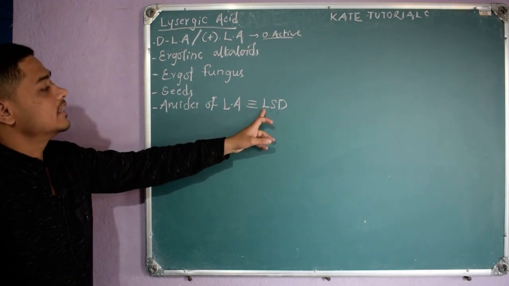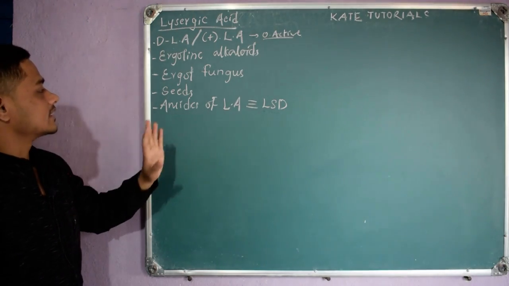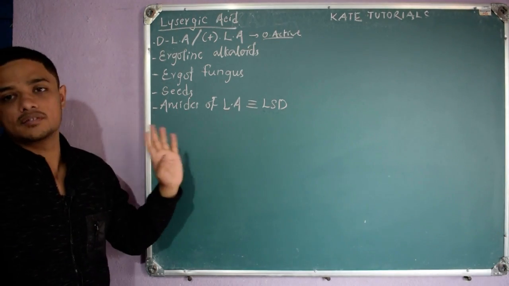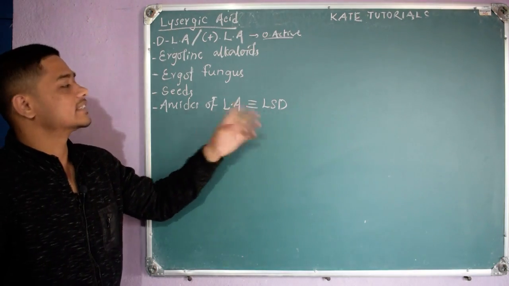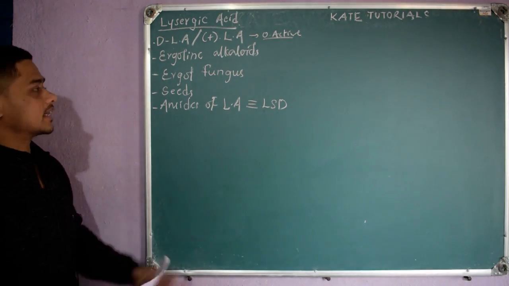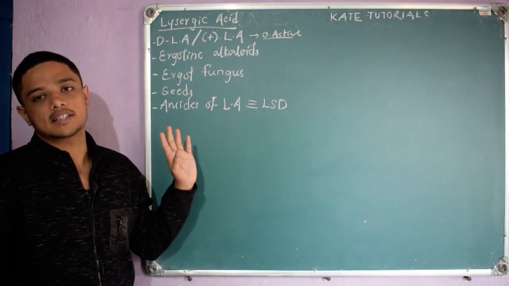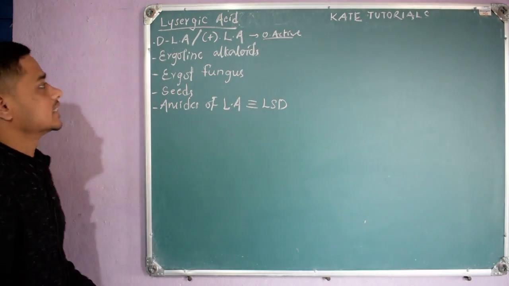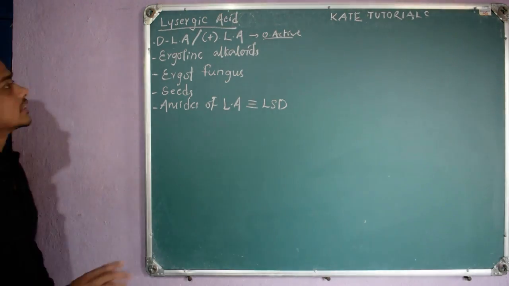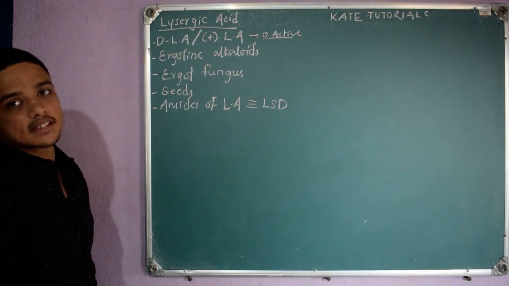LSD is nothing but an amide derivative of lysergic acid. Amides of LA, meaning amides of lysergic acid, are nothing but LSD. If I give you the structure of lysergic acid and then form the amides of it, you will get the structure of LSD. That we shall see in the upcoming videos. So this is all the introduction to lysergic acid. Now it's time for its structure elucidation.